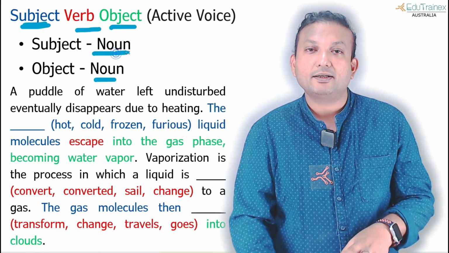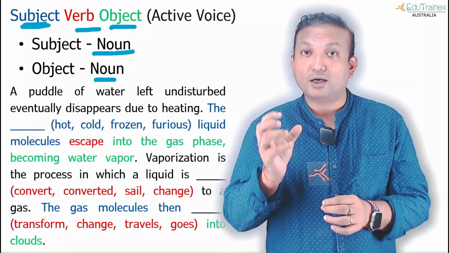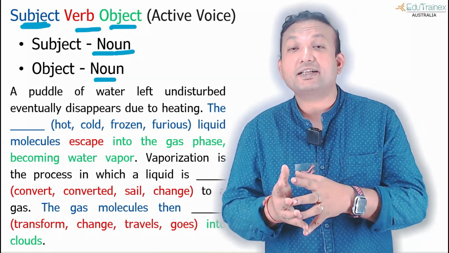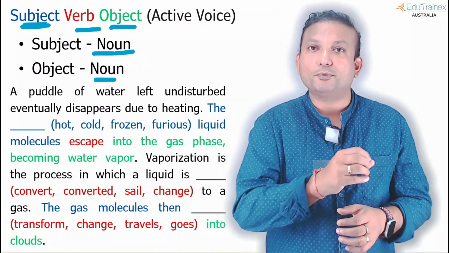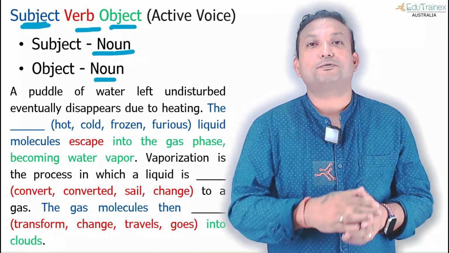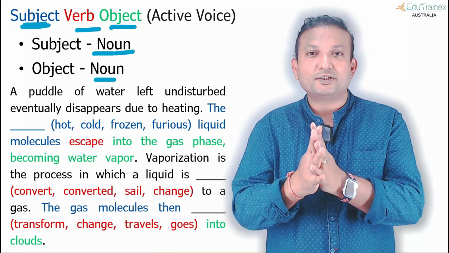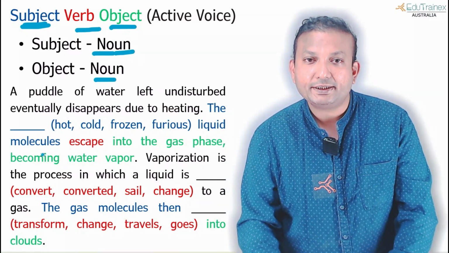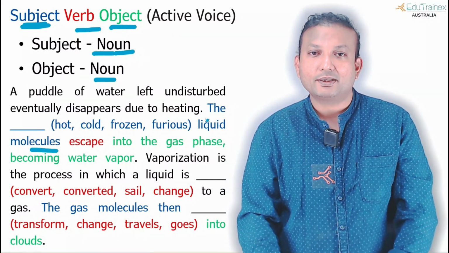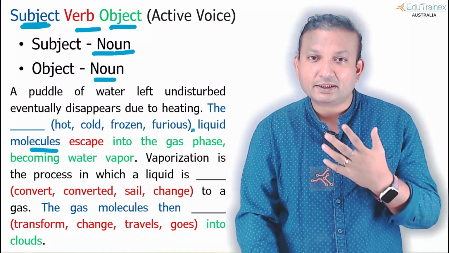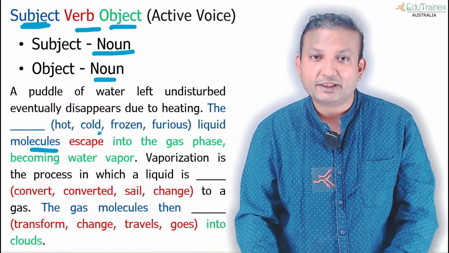Now, a subject can be a combination of noun and adjective, because an adjective is describing the noun, right? Like "Tom plays football." "The handsome Tom plays the football." Handsome Tom is still part of the subject. So this way, over here, molecules is a noun, and something that describes a noun is an adjective. So we have to pick up an adjective from here.